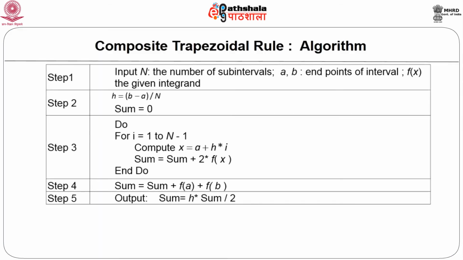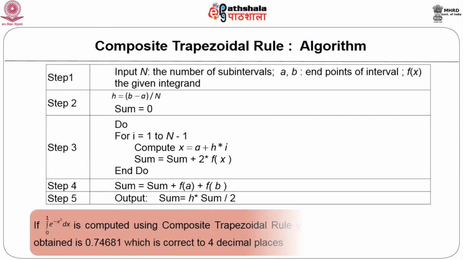So, this is one of the ways: if we can compute an upper bound on the second derivative, then we can substitute in the formula and we can know beforehand what h should be chosen. In other words, what should be the number of subdivisions to get the desired accuracy. So, let us look at the algorithm for it.